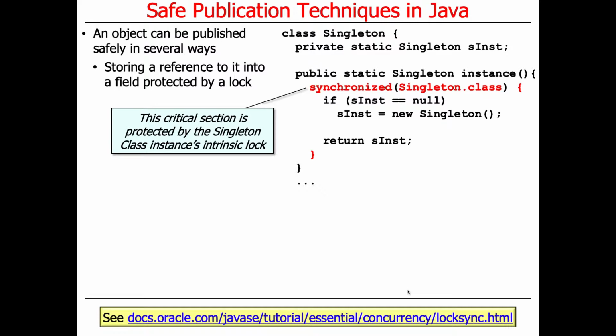Let's say we're trying to implement a thread-safe singleton. Without going into all the details of what a thread-safe singleton is or what a singleton is, I assume you know what a singleton is by this point. We have an instance method, and what we're going to do here is synchronize on the singleton class's instance's intrinsic lock. So this whole region of code is synchronized, which means when you go into it, it'll make sure the caches are up to date.